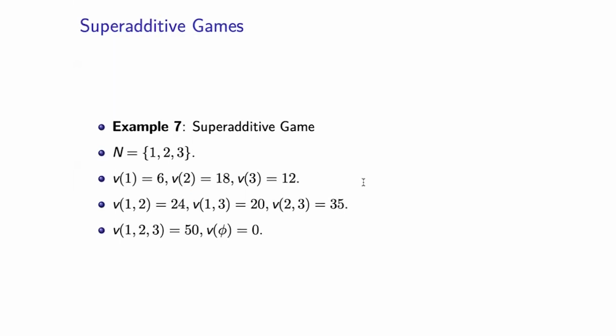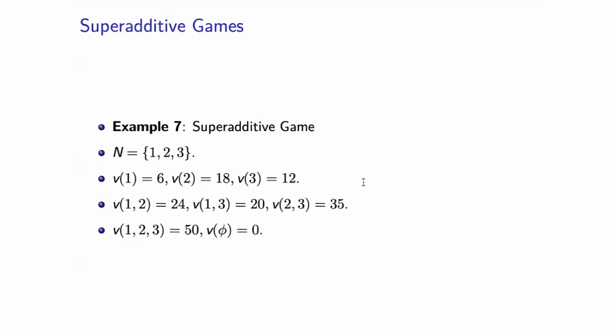V1,3 is 20, and again this is more than 12 plus 6, which is V1 plus V3. And what about V2,3, which is 35? That is again more than 18 plus 12, which is equal to V2 plus V3. What about V1,2,3?